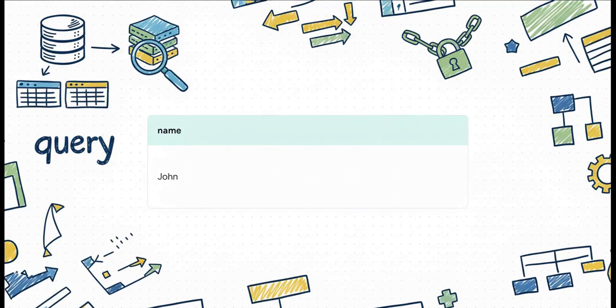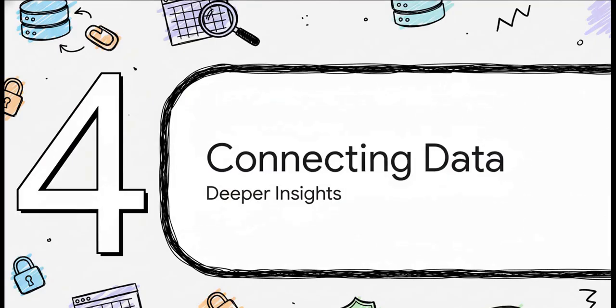John. Now, can you imagine trying to find that one person in a spreadsheet with like 10,000 rows? With SQL, it's instant. Getting one piece of data is cool and all, but the true magic of SQL, the real wow moment, happens when we start connecting different tables together and summarizing information. This is where we unlock the deep insights. This is where it gets really, really powerful.